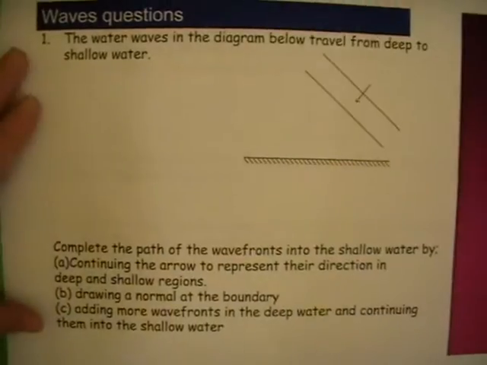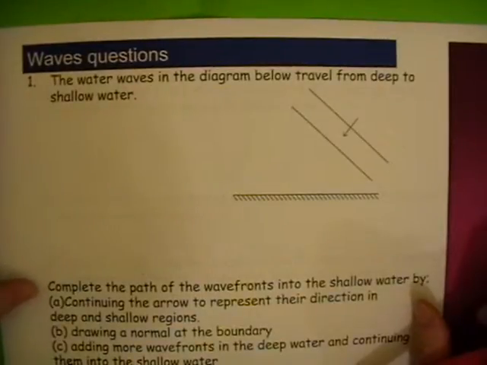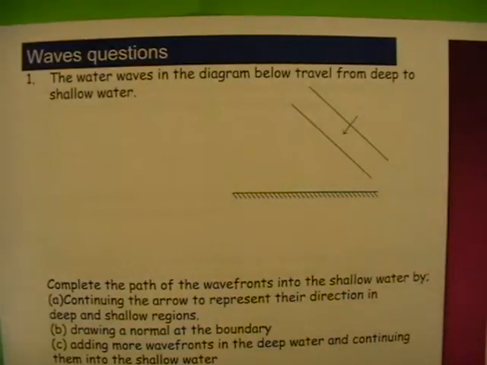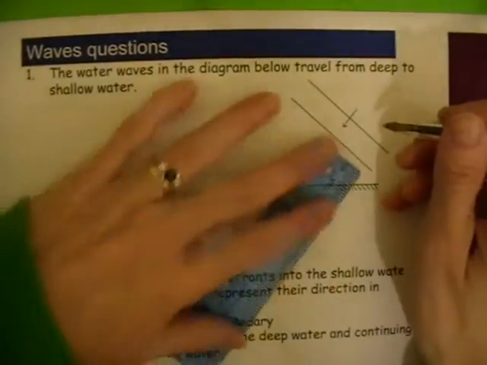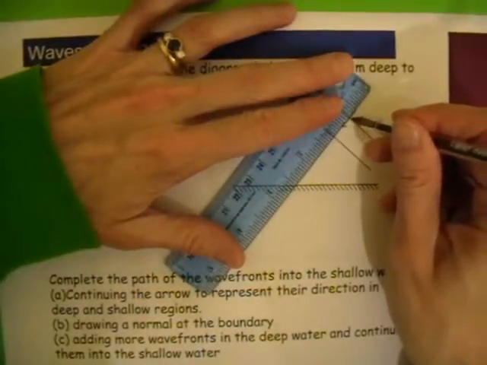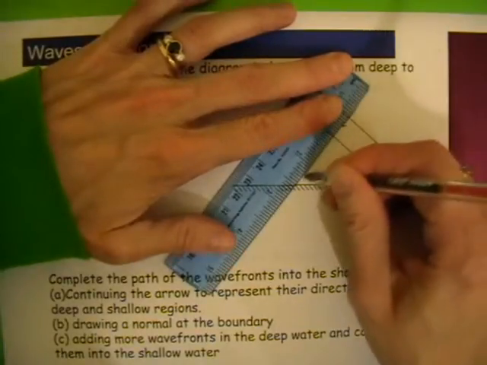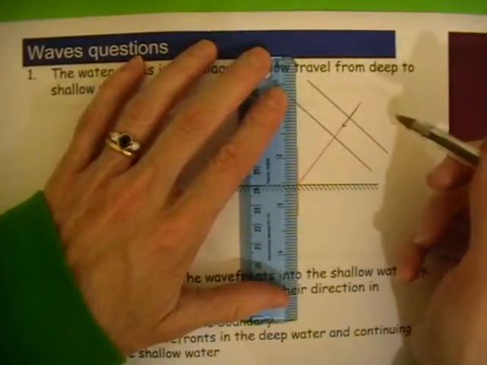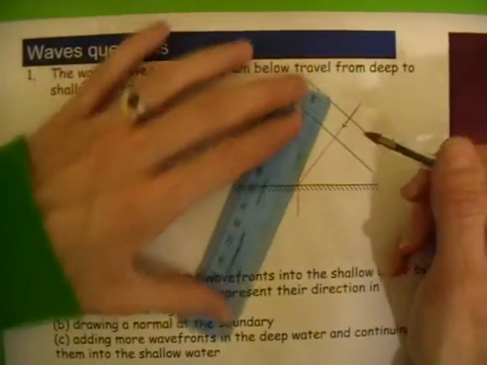The next question. The water waves in the diagram below travel from deep to shallow water. Complete the path of the wavefronts into the shallow water by first continuing an arrow, and that arrow represents their direction in the deep and shallow regions. So if I just get a ruler here, you can see that there's already a ray on this to show the direction of travel. We'll just finish that off there, and there's where it hits the boundary. There's a normal, and because it's going from deep into shallow water, it bends towards the normal like this.